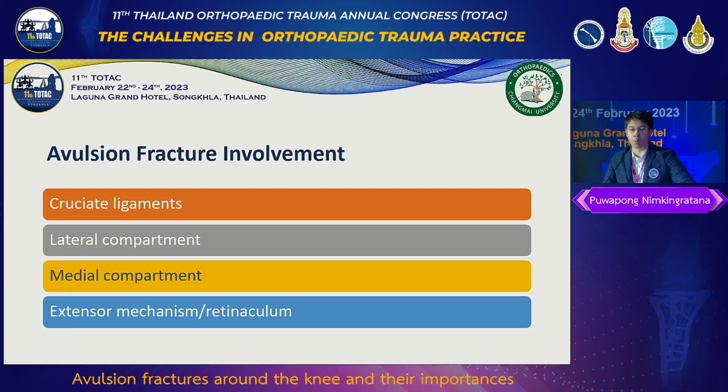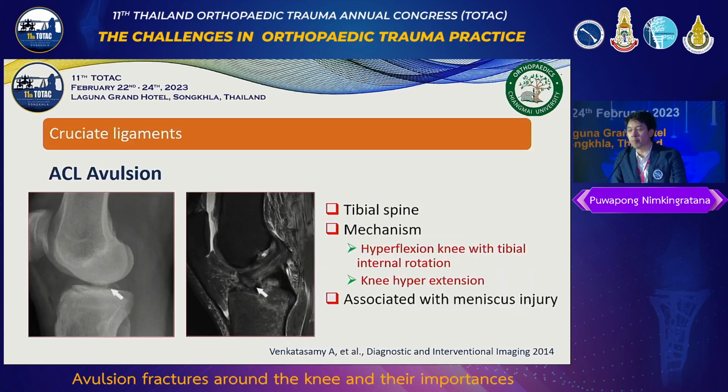of which the first one is the avulsion fracture that involves the cruciate ligament. The second one, the lateral compartment. The third one, the injury that involves the medial compartment. And the last one, the injury that involves the extensor mechanism or retinaculum. I'm going to start from the first one, the cruciate ligaments.